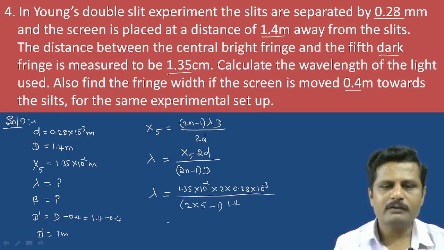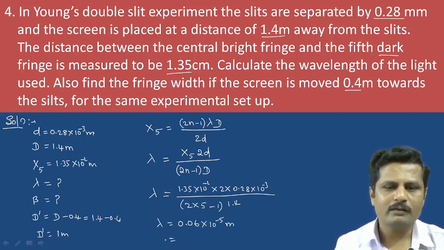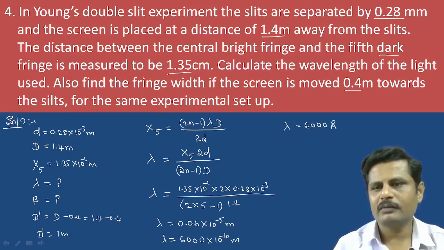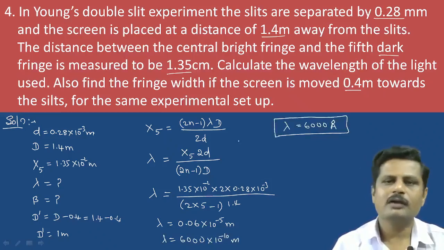On simplifying this, we get lambda equals 0.06 into 10 raised to minus 5 meter. This can be written as 6000 into 10 raised to minus 10 meter, that is, lambda equals 6000 angstrom. This is the wavelength of the light used in this experiment.